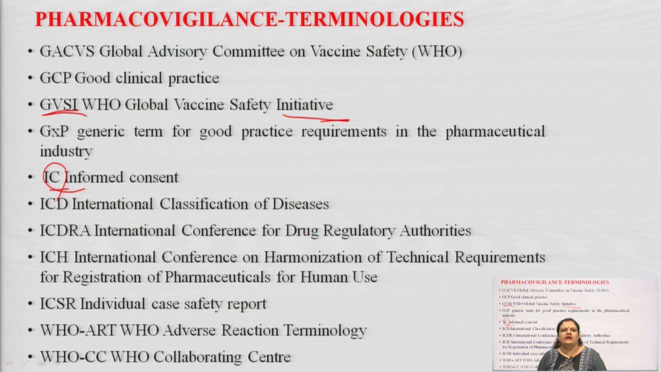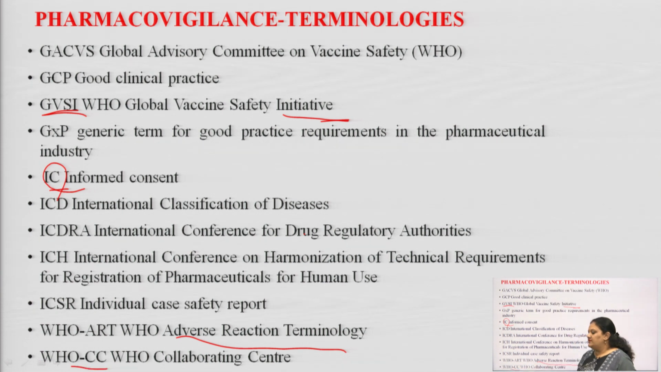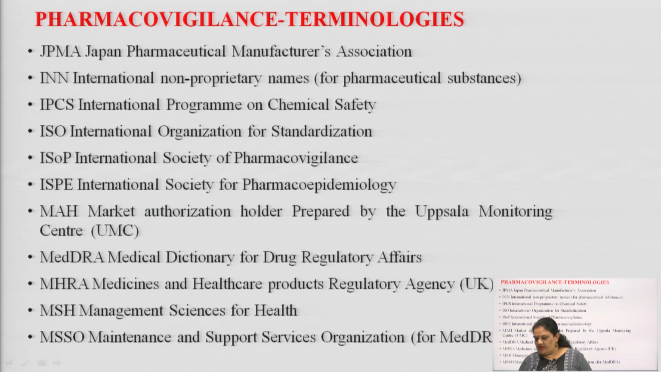Next, ICH, International Conference on Harmonization of Technical Requirements for the registration of pharmaceutical products for human use. Next is ICSR, Individual Case Safety Report. WHO ART, ART means Adverse Reaction Terminology. Next is WHO CC, CC here is WHO Collaborating Centers. Few more are JPMA, Japanese Pharmaceutical Manufacturers Association.